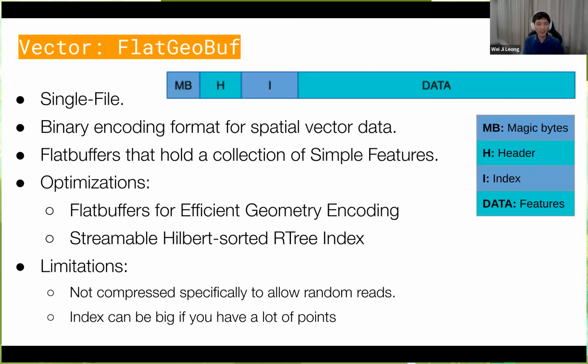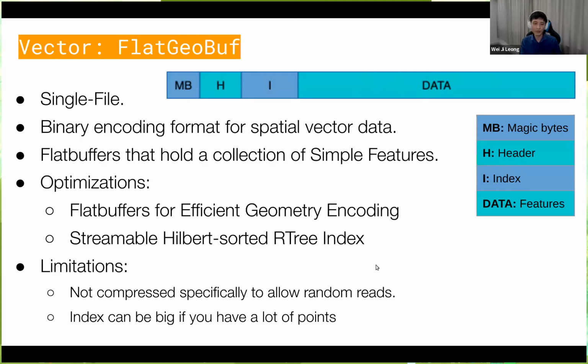So that's GeoParquet. Another file format is FlatGeobuf. This is a single file, and FlatGeobuf has metadata at the start. It does have a spatial index, which is a Hilbert sorted R-tree index. This index is optional, but what this index allows you to do is point you to where spatial features are within the data.